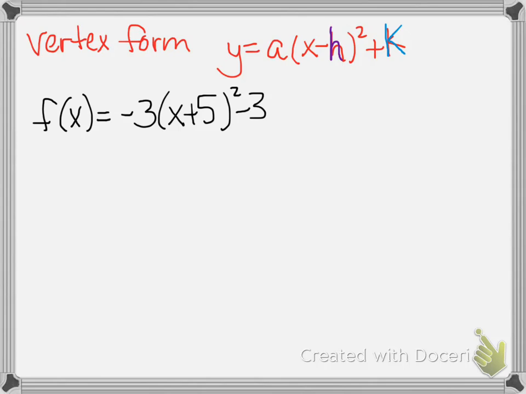Okay, so this right here tells me that it is narrow, right? And also, it tells me that it opens down. Remember when we talked about how if the number in front of the x squared is negative, then it opens down. If it's positive, it opens up. So that number tells me two things. It tells me how wide it is and which direction it opens.